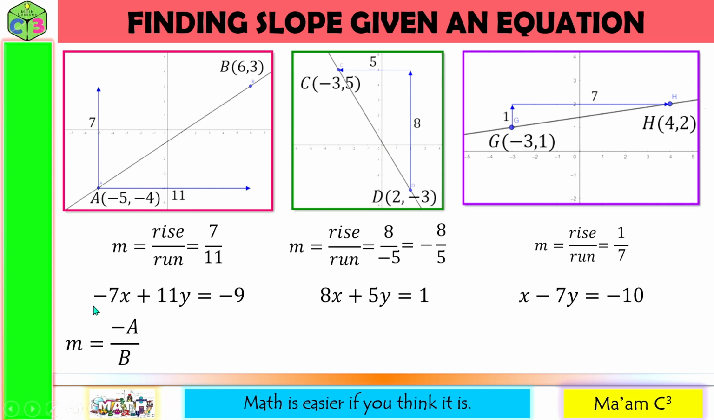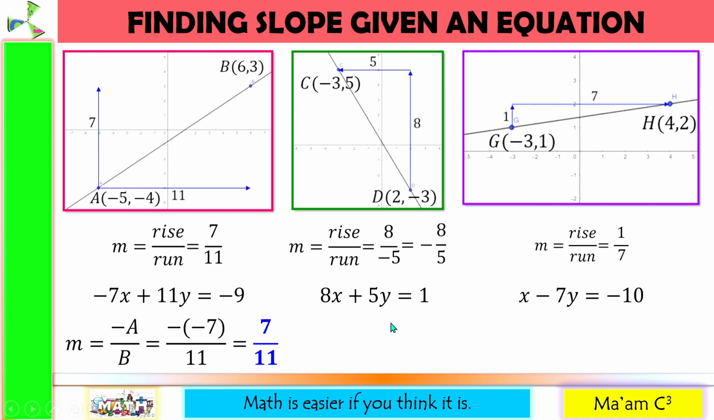Our a here is negative 7. So the negative of a would be the negative of negative 7, while our b is positive 11, so we simply have 11 in the denominator. Negative negative will become positive, so this will be 7 over 11. Same answer that we have here.